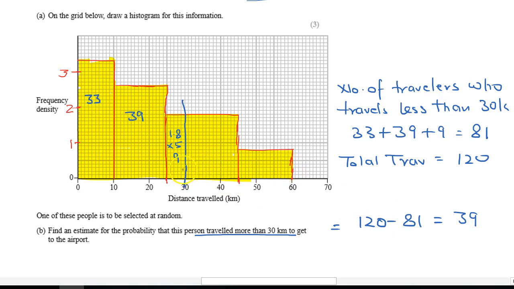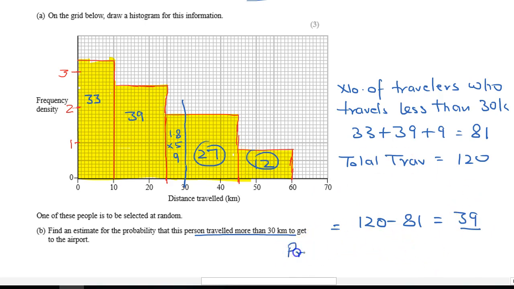This is 39. Those who traveled, you can calculate this way also. This is 12, and this total was 36. 9 has been taken from there. So 36 minus 9 is, this is 27. So 27 plus 12, that is 39. Or you add this and subtract.